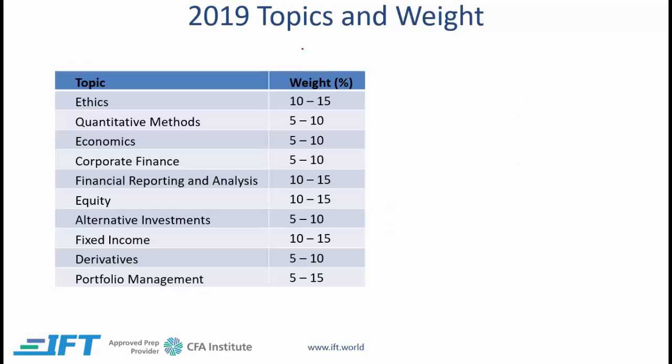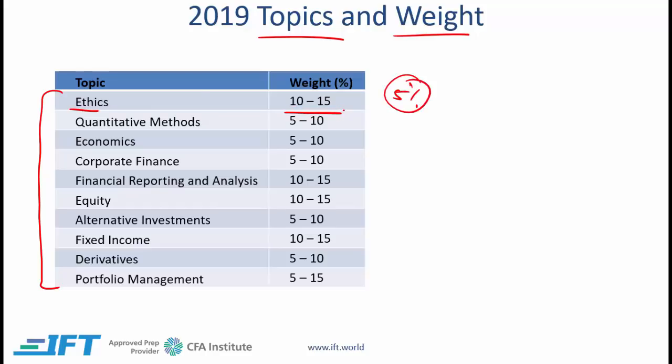This slide shows the different topics and their weightage on the exam. The topics are the same as what you've seen at Level 1. So these are the 10 topics. The weightages look different. The first point to notice with the weightage is that we have a range. So ethics is 10% to 15%. Since one case study corresponds to 5%, that means that ethics can have either 2 case studies or 3 case studies.